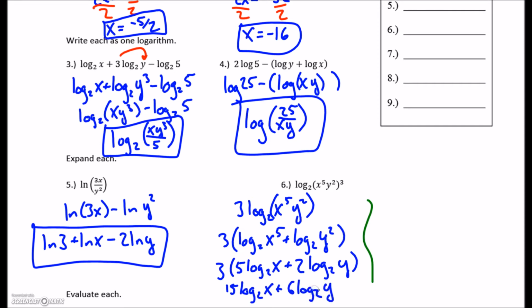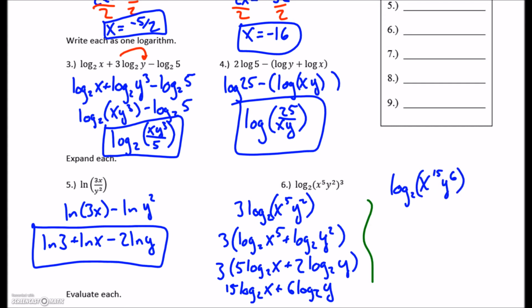The other way to approach this one, the other way we can think about this, is really I could simplify what's inside here first. If I'm raising that to a power, I multiply the exponents. So if I just rewrite this, it would end up being log base 2 of x to the 15th y to the 6th using my rules of exponents.